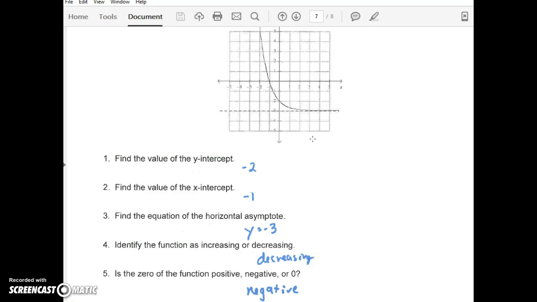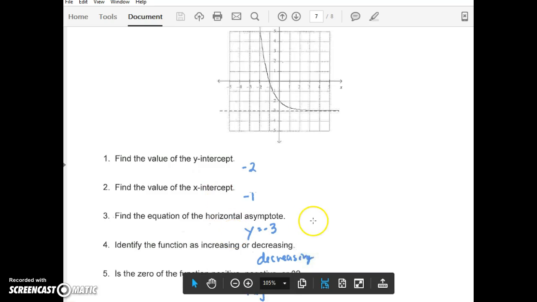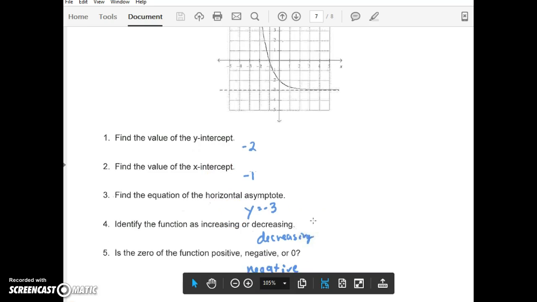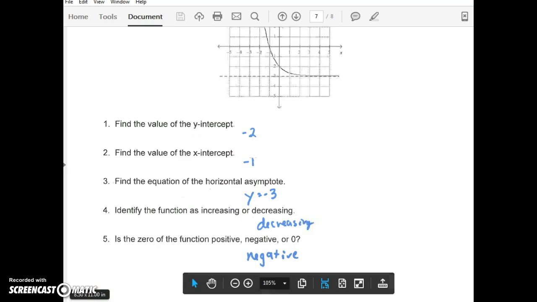And is the 0 of the function positive, negative, or 0? The 0 is the x-intercept, so it'd be a negative value, and it happens to be -1. So essentially, we're looking for these 4 or 5 things on the graph. And if we can do that for an exponential function, then we're good to go from this section.